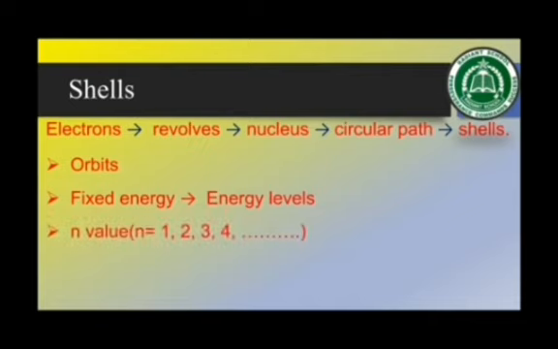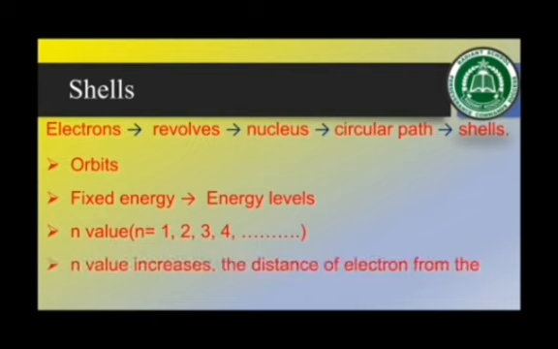Each shell is described by an n value, and the value of n is equal to 1, 2, 3, 4, 5, 6, 7 and so on. As the n value increases, meaning the number of the shell increases, the distance of the electron from the nucleus and the energy of the shell will increase. The first shell has less energy, the second shell has more energy as compared to the first shell, the third shell has more energy as compared to the first two shells, and so on.